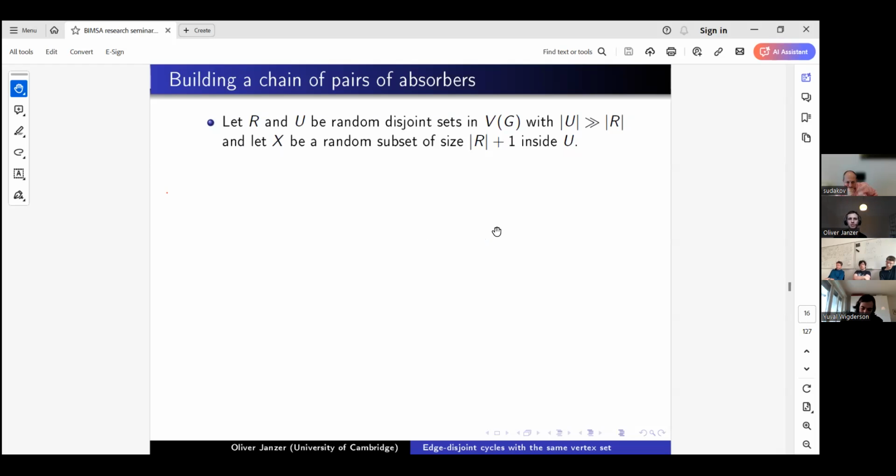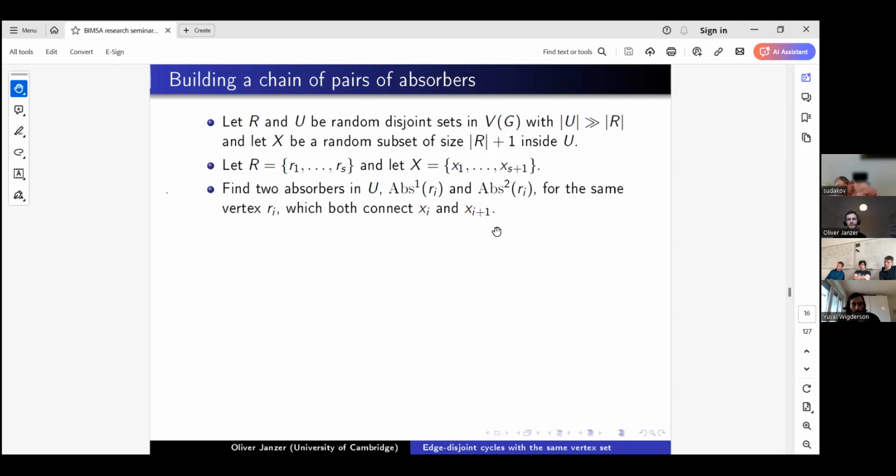Okay, so how do you build this chain of absorbers? I've already told you that R is a large random set, and now we take another larger random set, which is U. And in U, we find a random subset of size |R| plus 1. Let me enumerate vertices of R as r_1 to r_s and vertices of X as x_1 to x_{s+1}. Now for each vertex in R, we will find two absorbers. One will be used in the first cycle, and one will be used in the second cycle. I'll denote them by A_i^1 and A_i^2. I should point out that I'm not yet specifying which one is used in which cycle. I'm not saying that A_i^1 is going to be used in the first cycle. I'll tell you later how to allocate that.